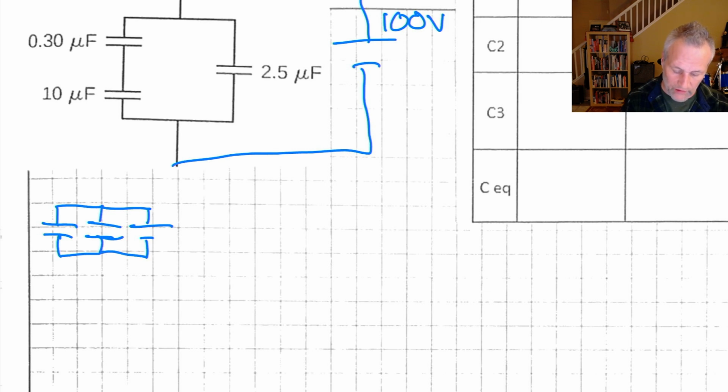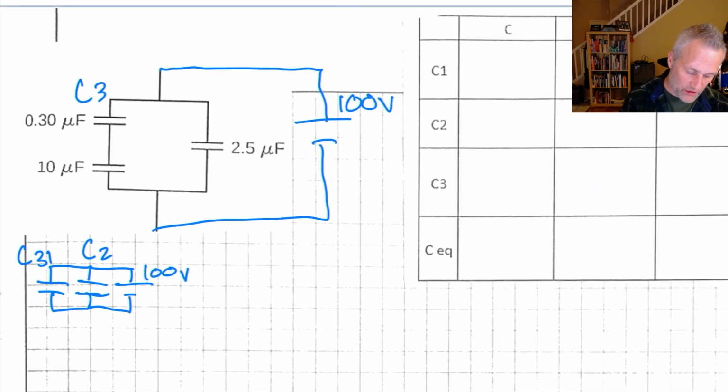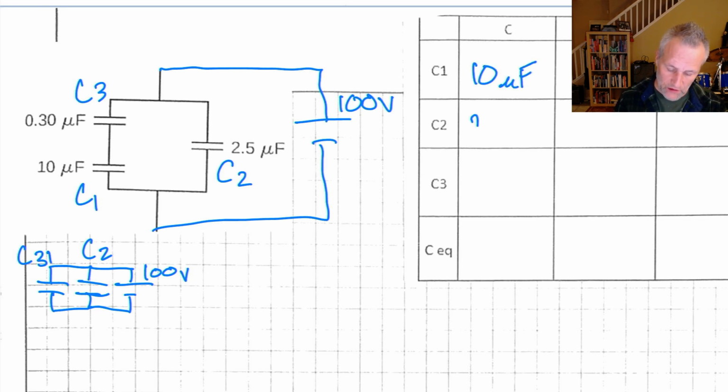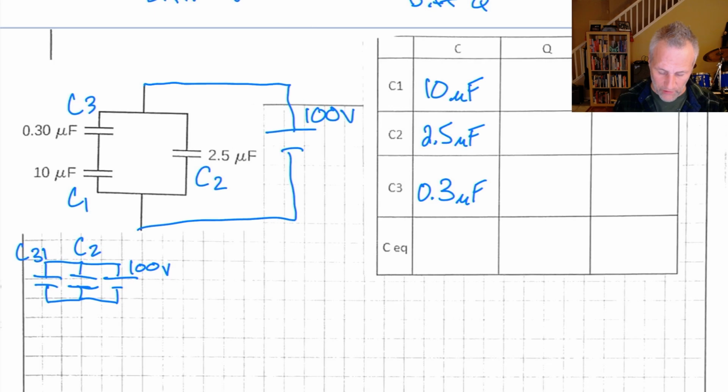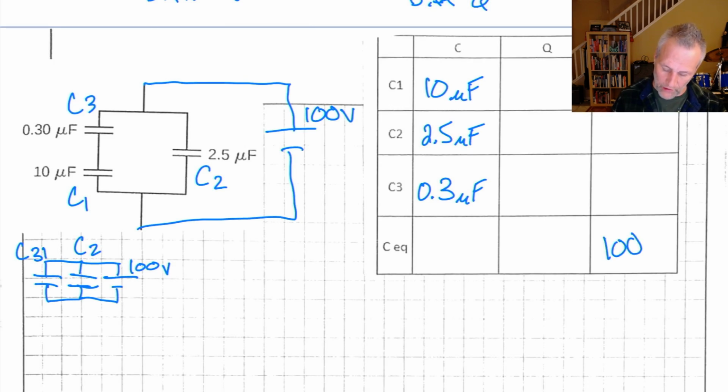Always try to make one line shorter on the battery. That's 100 volts. This would be C2. And this I'm going to call C31. So this is C3, this is C1, this is C2. You can probably see how I named those, right? So C1 was 10 microfarads, C2 is 2.5 microfarads, C3 was 0.3 microfarads. I know the entire battery has 100 volts on it.